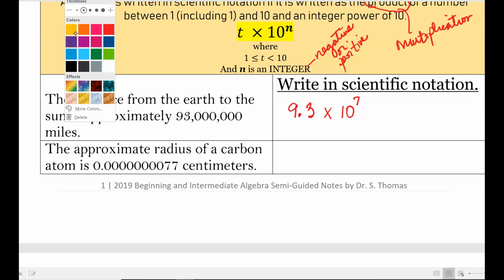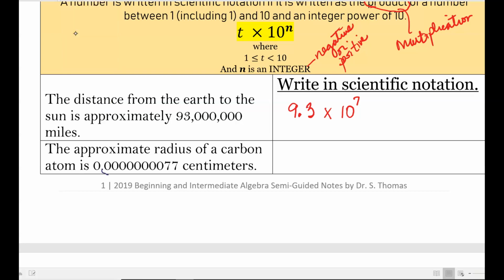So we have this number 0.0000000077. All right, so to write that in scientific notation, we're going to move that decimal to the right 1, 2, 3, 4, 5, 6, 7, 8, 9 times, because 7.7 is a number between 1 and 10. But because it's such a small number, I know that it's really to the negative 9th power.